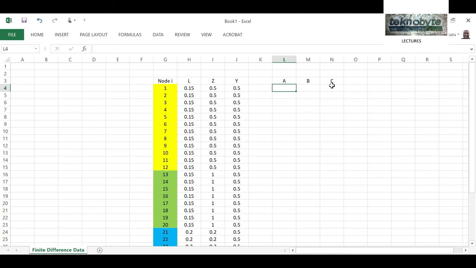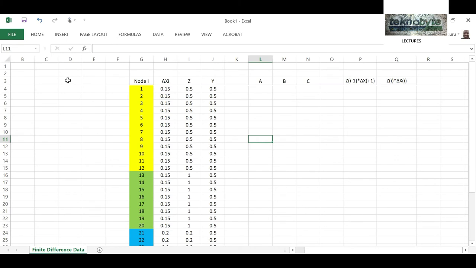So what we seek to do is to generate the A, B, and C like I had explained earlier. For the purposes of consistency, the L, the length of each section of the line, is actually what we had labeled delta XI. And I'm going to start by computing ZI minus 1 and delta XI minus 1 for each section, and ZI and delta XI for each section.